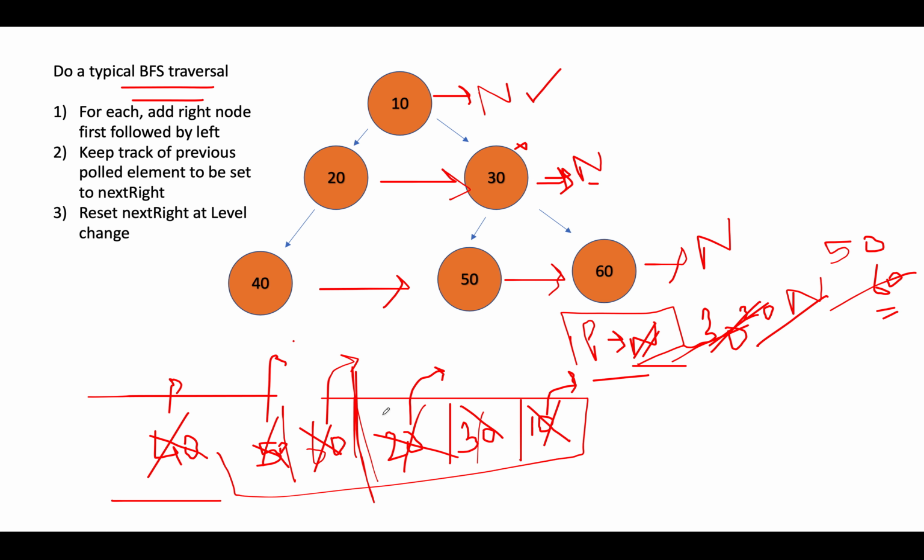So what we have actually done in this algorithm is we add the right node first, followed by the left one. We keep track of the previous polled element to be set to its next right. Also, we reset the next right element at each level change. So at every level, we reset this to null. I hope I made it clear to you. What is the time complexity of this algorithm? The time complexity is order of n, since you are iterating over each node once.